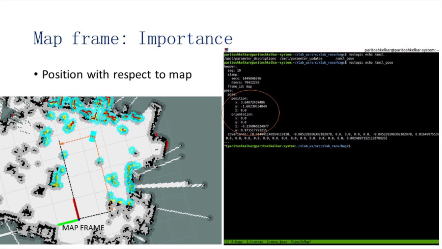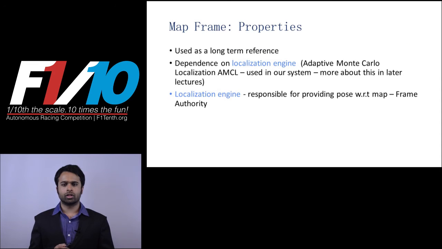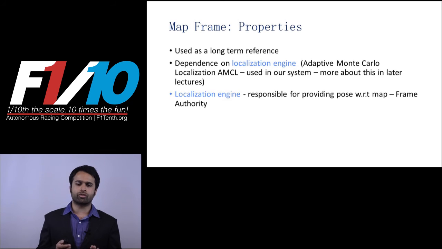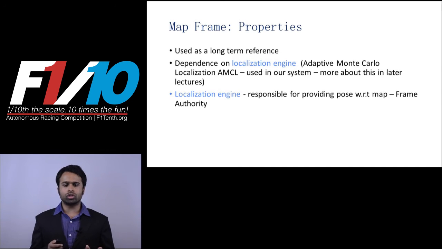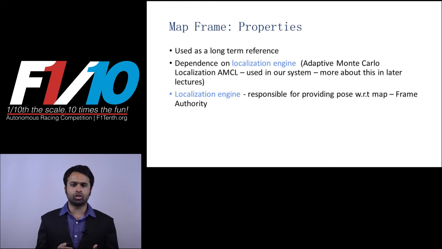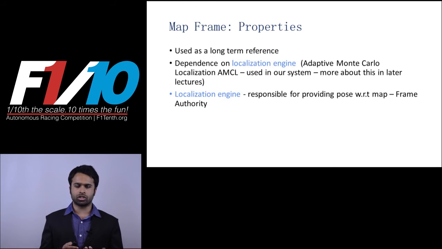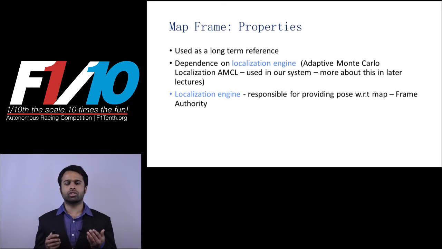map frame. With every cell roughly a meter, the car is maybe 3 meters in the x and a negative 1.5 in the y. To confirm the pose of the car, we use ROS topic echo for the relevant topic. Notice how the frame ID is map and the position is what we estimated it to be. The map frame is used as the general long-term reference for this position. The pose of the car in the map frame is heavily dependent on the localization engine, and the localization engine is the frame authority, meaning it is responsible for publishing the pose of the car with respect to the map.